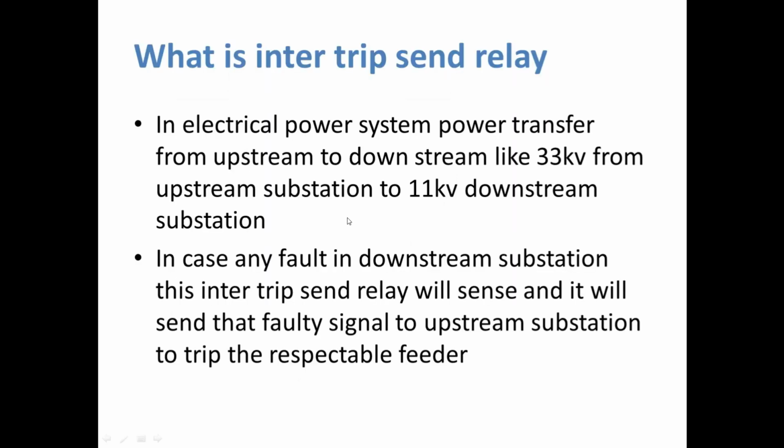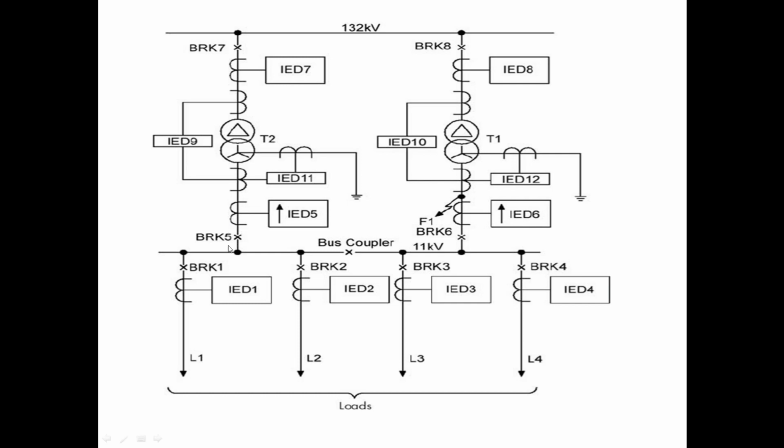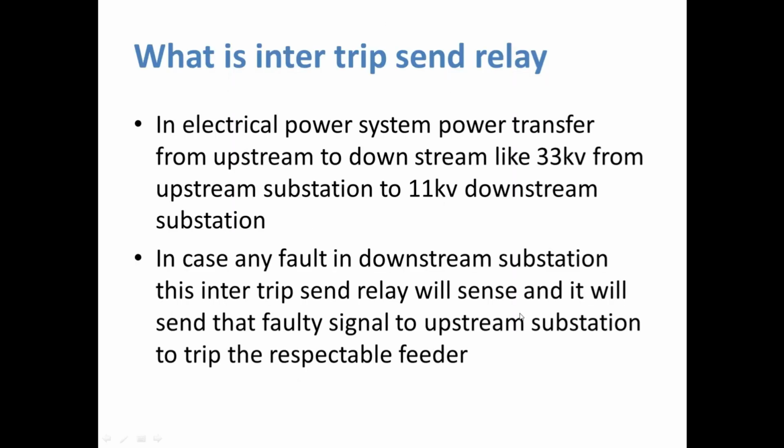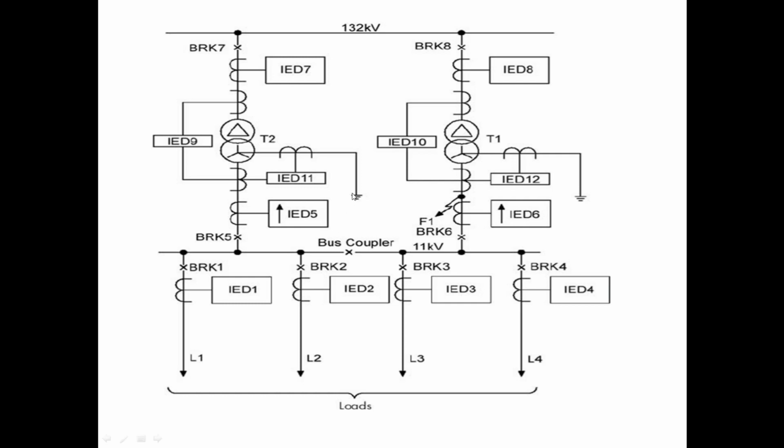So what will happen? In the downstream there is a fault, like overcurrent or short circuit, so the particular breaker, breaker 5, is tripped. In this numerical relay we included intertrip send relay 94. That relay will sense the fault signal, and it will send the fault command to the incoming feeder on the primary side, that is breaker 7. It will feed the command to IED 7, so IED 7 will activate and trip breaker number 7.